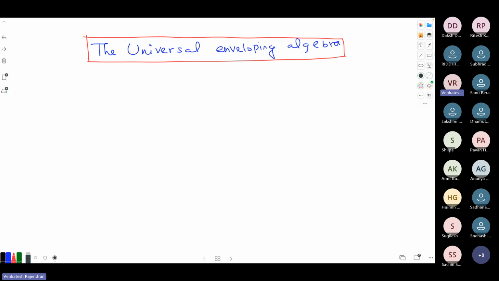Okay, so this is more like a recall. Whatever stuff you are expected to study in a first course in algebra or second course in algebra, I will be just recalling it. So let's start with something very basic. We will define what is called the tensor algebra. So let's start with any vector space. I will always work with complex numbers, our ground field.